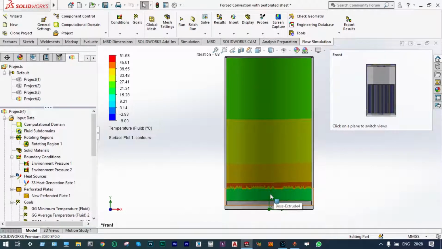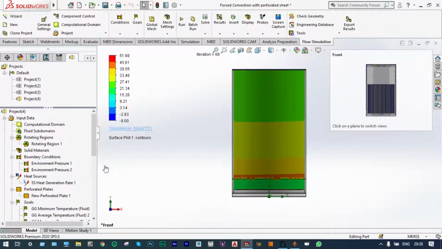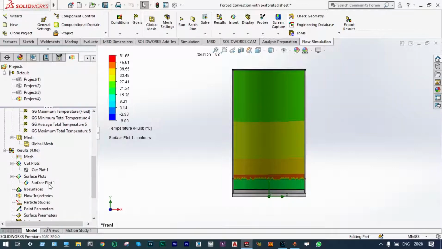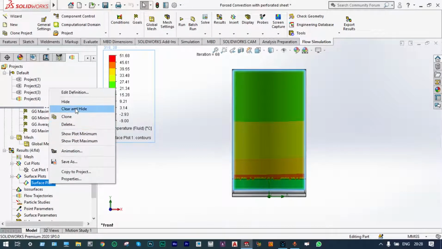At the ground level, the temperature is in the range of 20 degrees centigrade, indicated by green color. And next to that heat source, the temperature is in the range of 45 to 50 degrees centigrade. And as it goes up, the temperature is reducing. At the top surface from where we are providing forced air, the temperature is in the range of 20 degrees centigrade. Okay, so let us clear and hide these things. Surface plot 1, clear and hide.